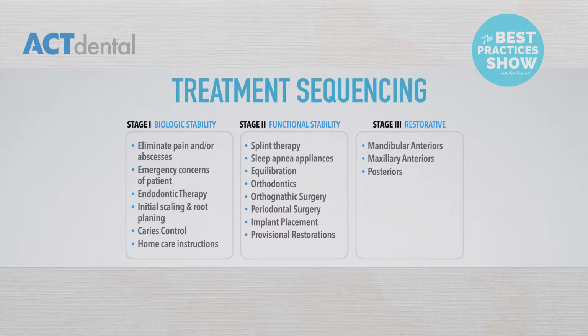The second one is now let's go to the functional stability. This is where we maybe get involved in splints with people. We've talked earlier, airway is such a huge thing. We want to make sure our patients can breathe before we start doing this irreversible dentistry. If there's issues there, that's got to get addressed first. So that's part of this whole thing.